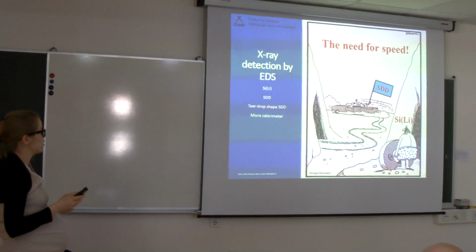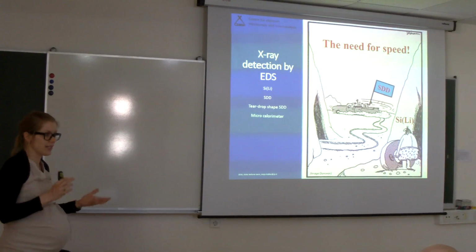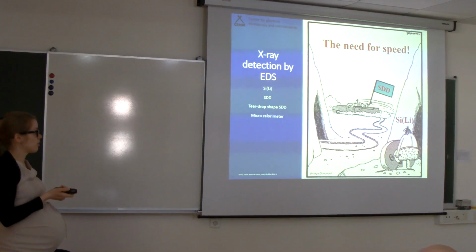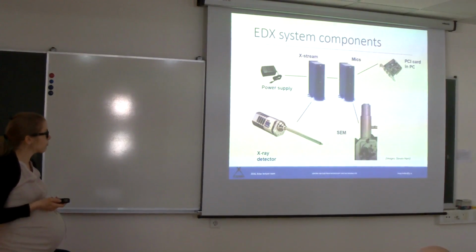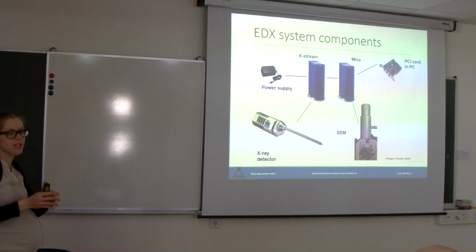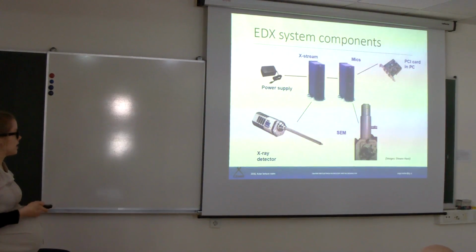Now we will start to look at the detectors, how they are made, and what type of detectors we have. So the Si(Li) detector, the SDD, there's also a teardrop shape, and one microcalorimeter, which was never produced. So the system is the X-ray detector, and you have the pulse processor. Then you have the mix, which actually allows you to move the beam in point and ID. When you're using it, you're moving it with this one. And a power supply, and you need a PC.